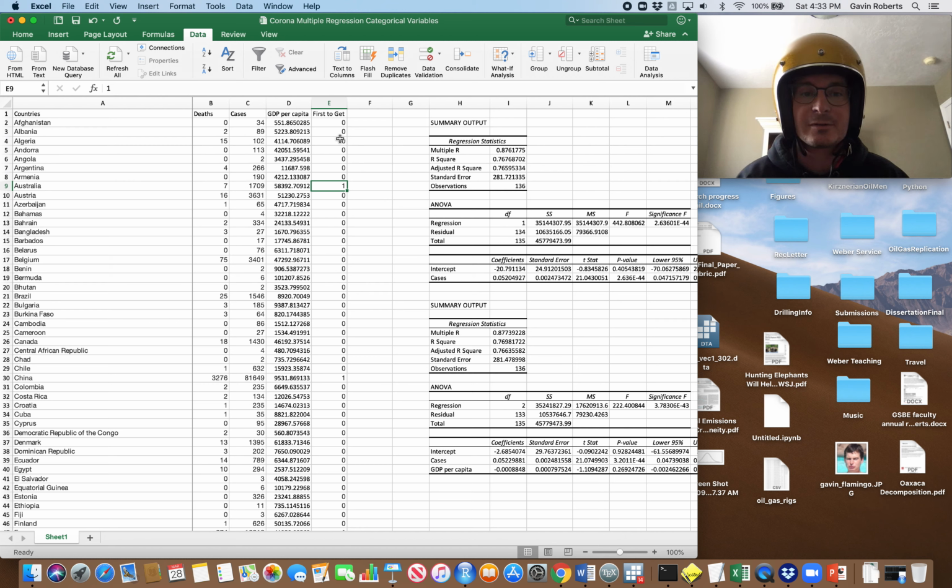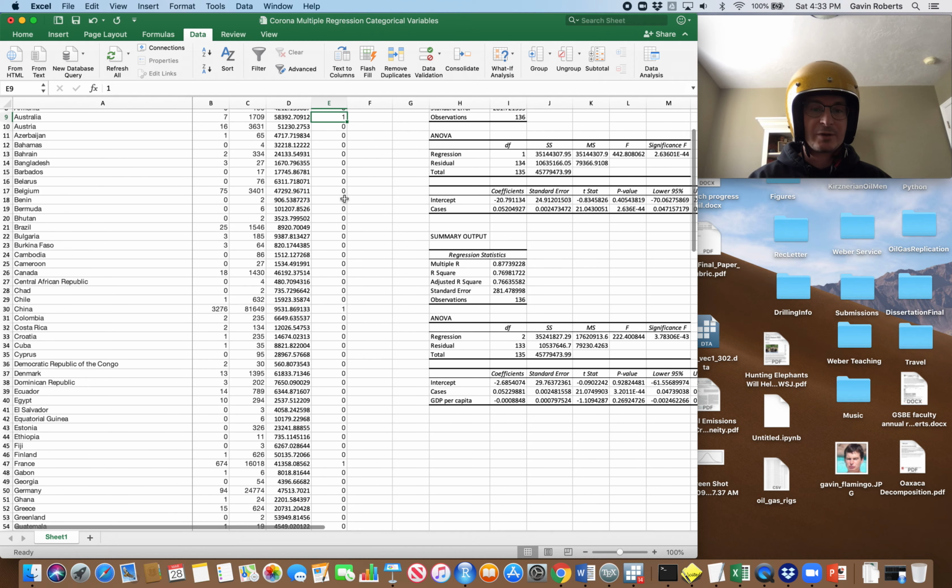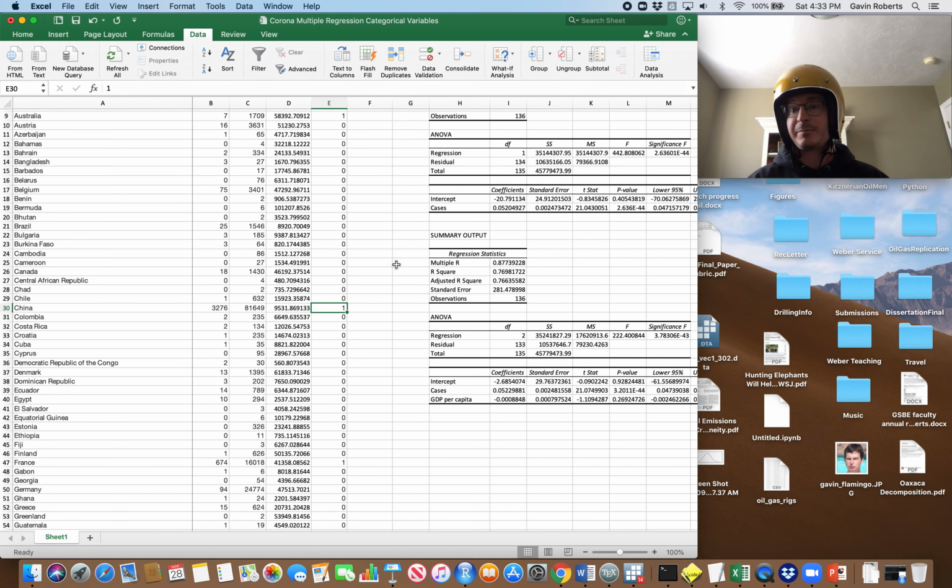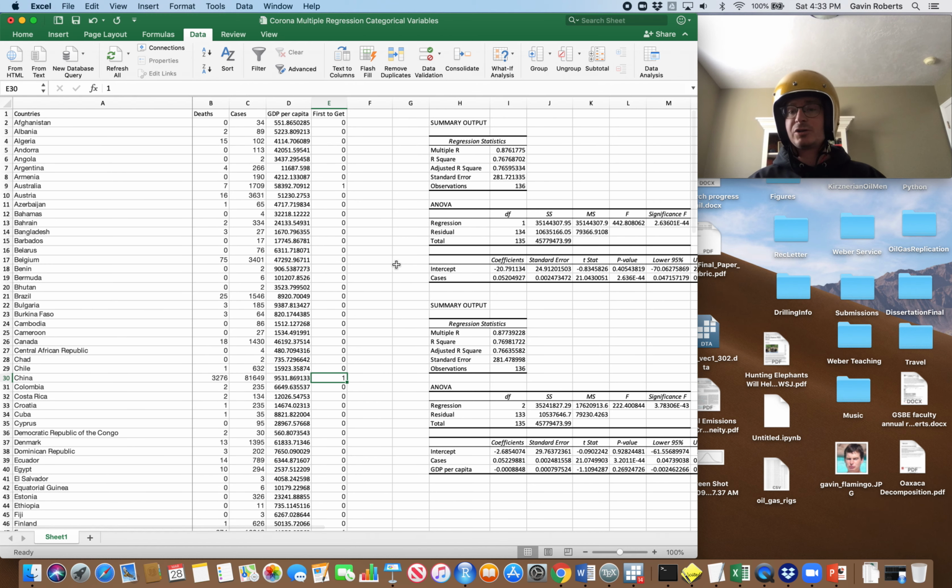So I've created a variable called first to get. I basically just found all the countries that reported their first coronavirus case on January 31st or before. So these are countries that got cases relatively early. For example, Australia had a case relatively early. Of course, we know that down here, China was basically where it all started and where you had a lot of cases really early. Well, if a country got cases earlier, then it's been spreading in that country longer, and we'd expect there to be more cases at the time I collected this data.